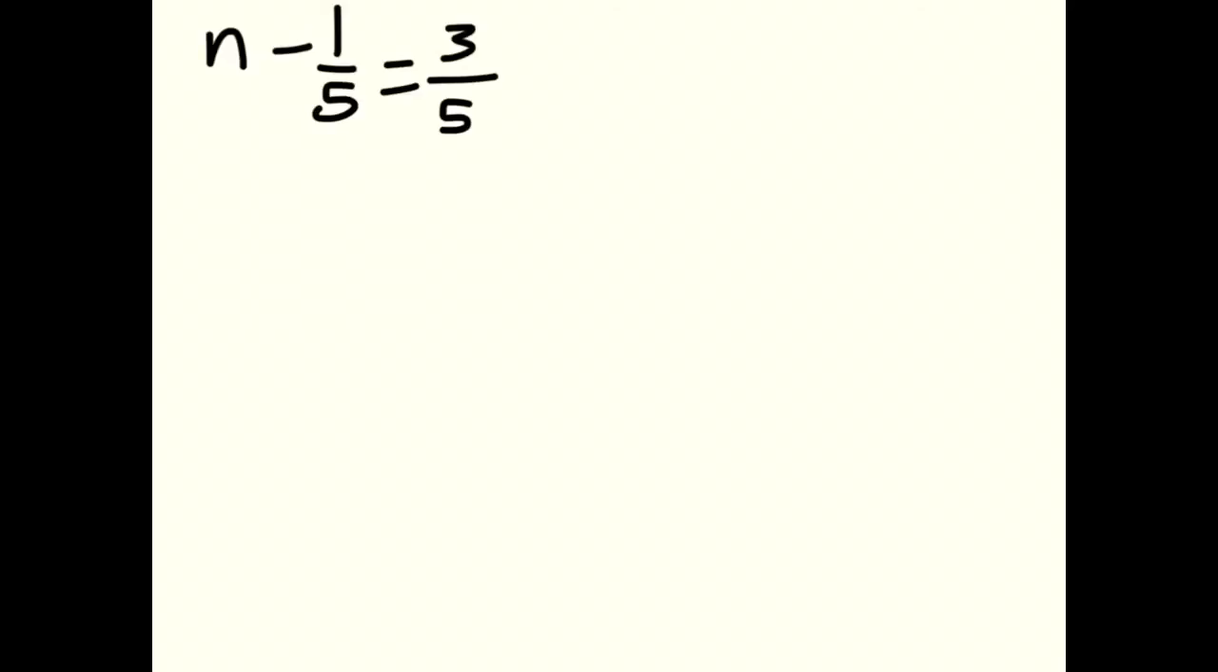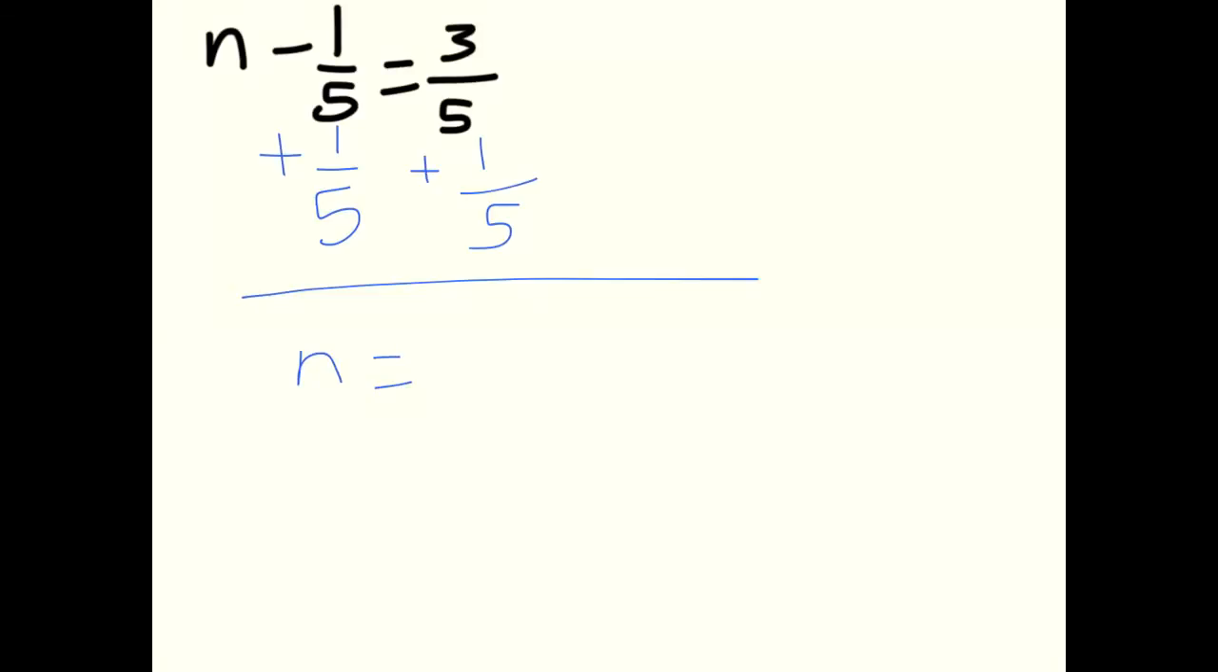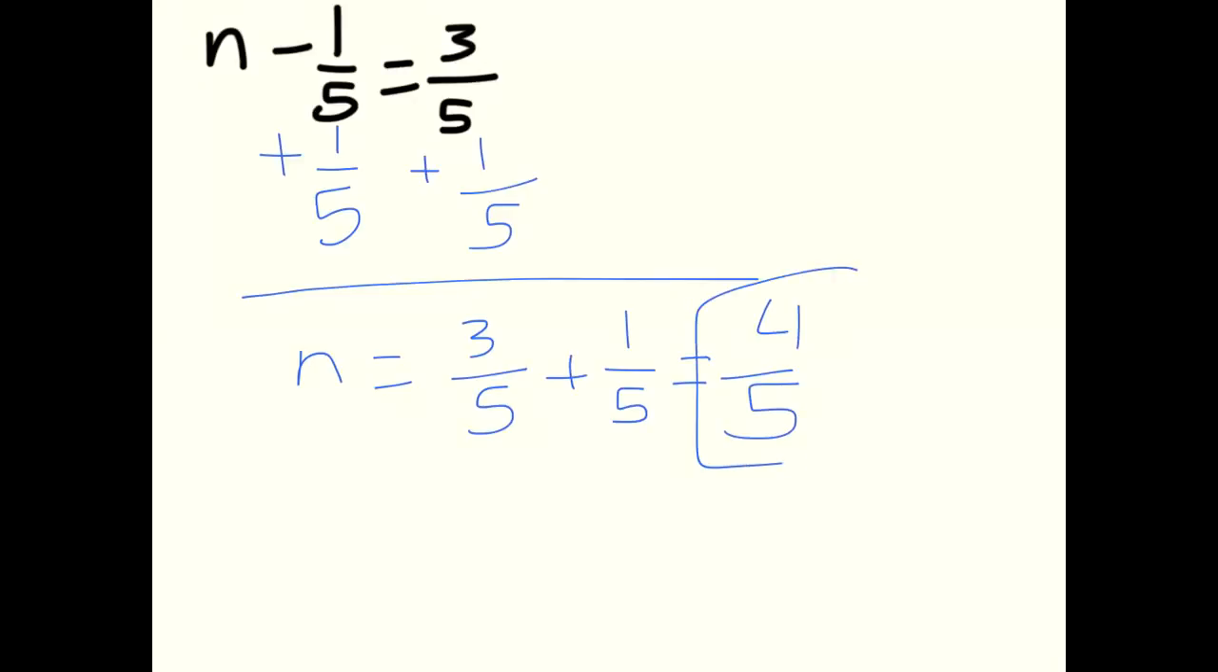To do this problem, you have to add to get that. So you add 1/5 here, and you add 1/5 here. Now, after that, you do 3/5 plus 1/5, and that would give you 4/5. So n equals 4/5.